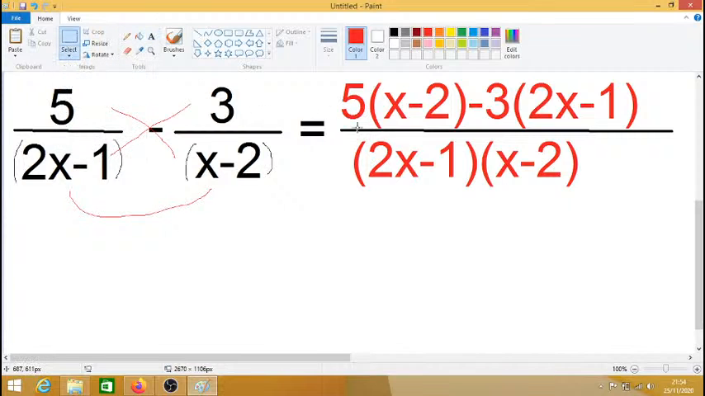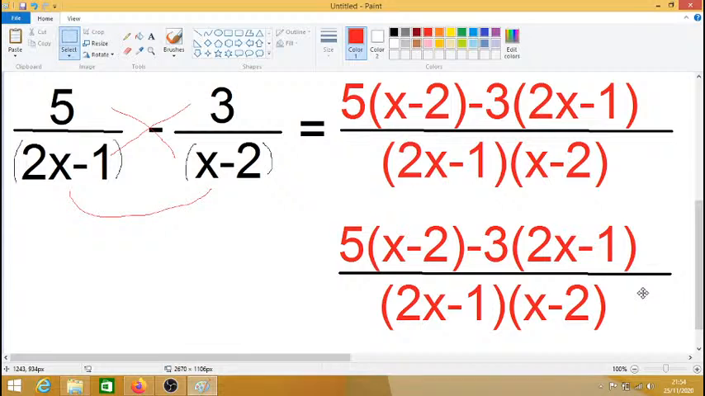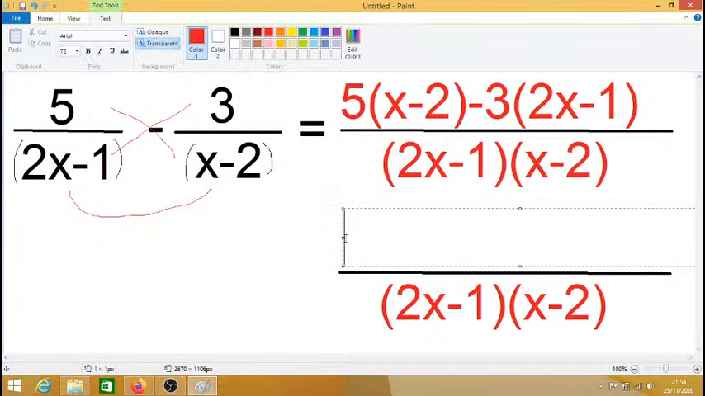And then try to work on the top. Try to really simplify that in a very careful manner. So when you're ready, type into the chat window, what do you think you'll have on the top? The bottom's obvious. Hopefully that's easy enough. But the top, can you simplify that?